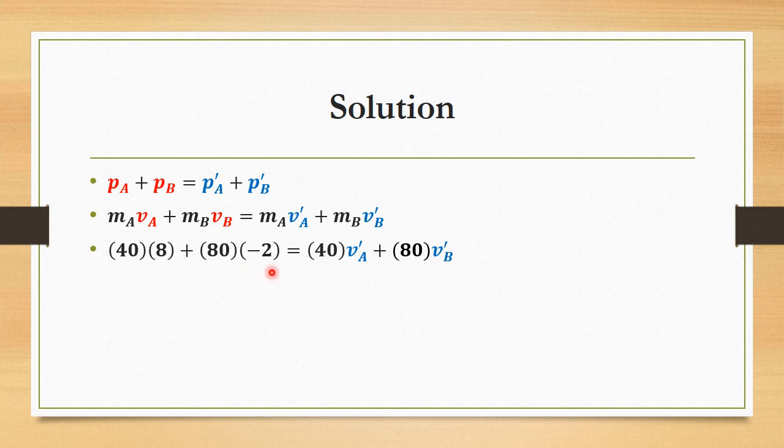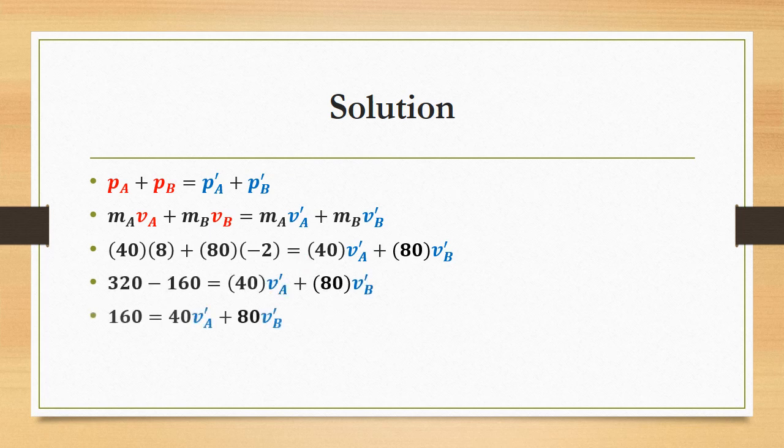And then that equals the sum of their final momenta, math, math, math, algebra, algebra, and we're left with two unknowns. So we appear to be at an impasse, and that is why elastic collisions are so useful, because three things are conserved. You have up to 3 equations to use to solve for multiple unknowns.